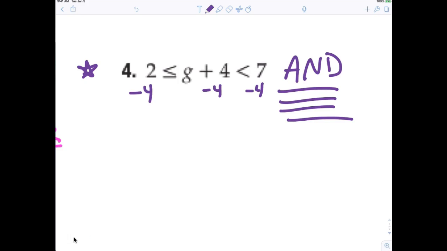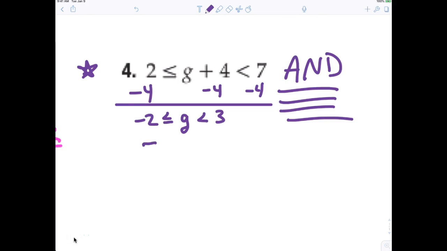All right, that's the easiest way to do that. Everybody with me on this? All right, and when I do that now, what's 2 minus 4? Negative 2 is less than or equal to g, which is less than what? 3. So what does that mean? That means g is between negative 3 and 2, right? G is between negative 2 and 3.